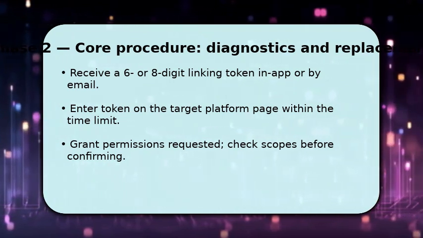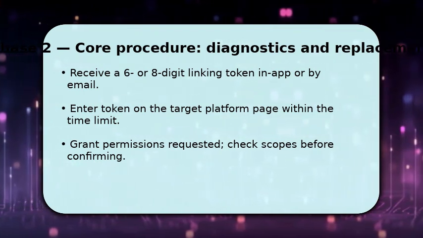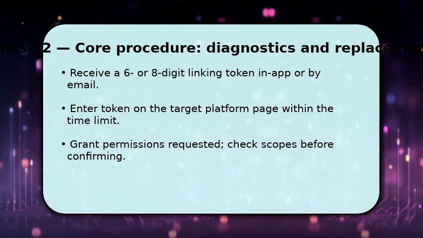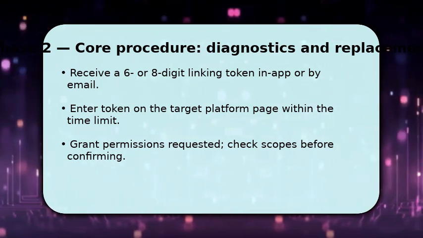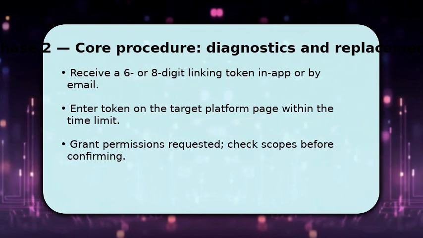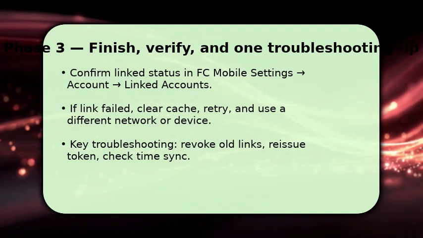Read them because these control sharing between accounts. Tap Authorize to continue. If you enabled 2FA, you may need to approve a push or enter a code to complete authorization. Finally, verify the link by returning to FC Mobile settings, then Account, then Linked Accounts. You should see the new platform listed.